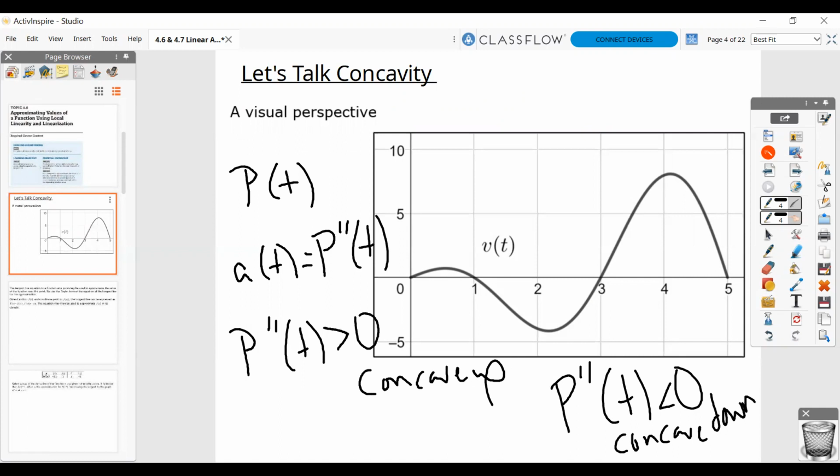So the first one is that it's concave up. This concave up means that we're going to have a positive acceleration. All that means is that the slope is getting bigger and bigger. And this kind of makes sense. Let's look at this chunk right here. We would say that this chunk is going to be concave up.